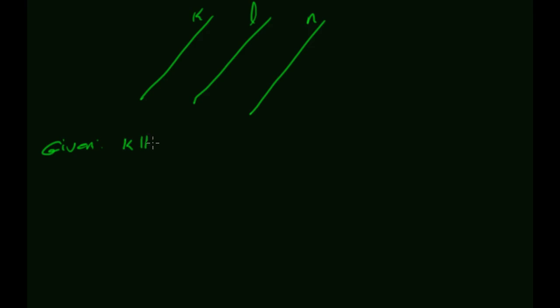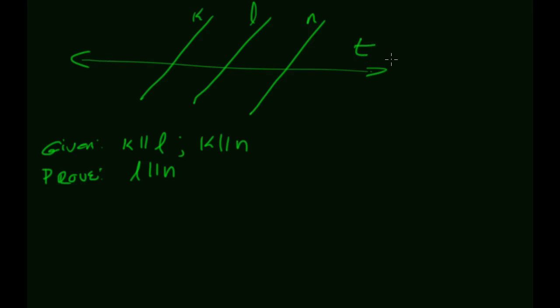Alright, so for the proof of that, I'm going to create 3 lines. I'm going to call this one K, I'm going to call this one L, and I'm going to call this one N. Okay, and we're going to be given that K is parallel to L, and that K is parallel to N. And we want to prove that this means that L is parallel to N. So the way to do this, given what we have, is to actually create another line here. We're going to call that T because it's a transversal.